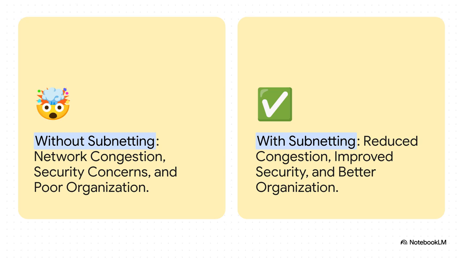Before subnetting, you've got a total mess. The network is clogged with all that broadcast chatter, there are zero security boundaries inside, and just trying to organize it is a nightmare. But after subnetting, you solve all of that. You shrink the broadcast domains, which quiets everything down. You can now put firewalls between your subnets to control traffic, and you can finally organize things logically, like putting the whole engineering team on one subnet and the marketing team on another.